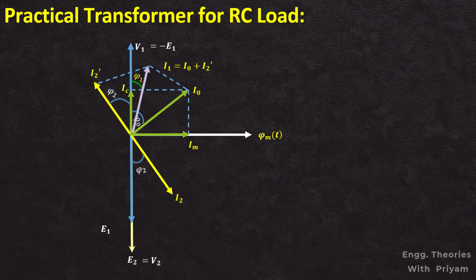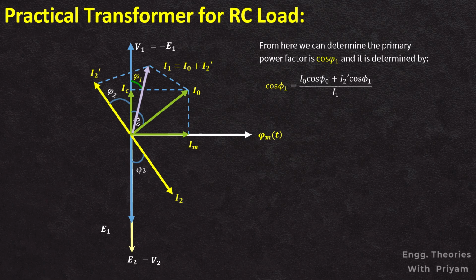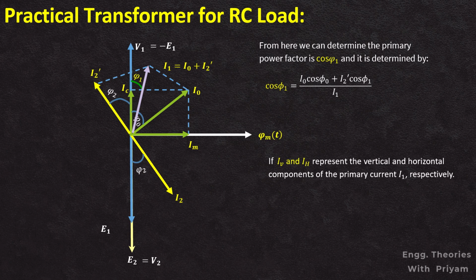From here, we can determine the primary power factor cos phi 1. It is determined by cos phi 1 equals (I0 cos phi 0 plus I2 prime cos phi 2) divided by I1. If IV and IH represent the vertical and horizontal components of primary current I1 respectively, these components are obtained by resolving the currents into two perpendicular directions, where the vertical component IV is equal to I0 cos phi 0 plus I2 prime cos phi 2, and the horizontal component IH is equal to I0 sin phi 0 plus I2 prime sin phi 2. Here sin phi 0 is equal to sin inverse of cos phi 0 and sin phi 2 is equal to sin inverse of cos phi 2, and I1 is equal to root over IV square plus IH square.